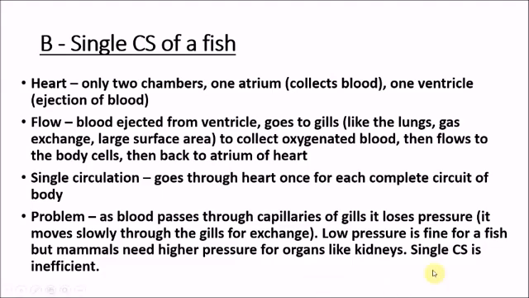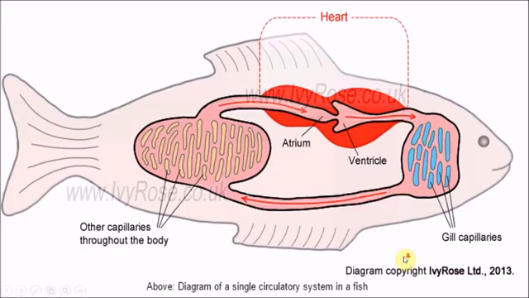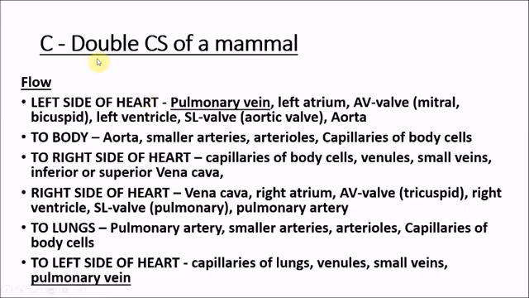So low pressure for a fish is fine, but not okay for a mammal. A mammal needs double circulatory. So we've got to talk about the double circulatory system of a mammal now, and it's a little different because there's two sides of the heart.